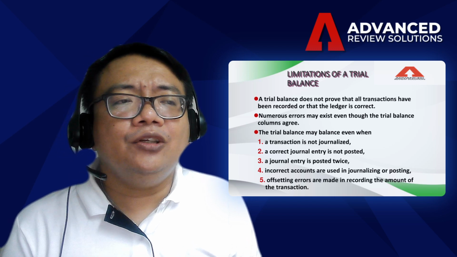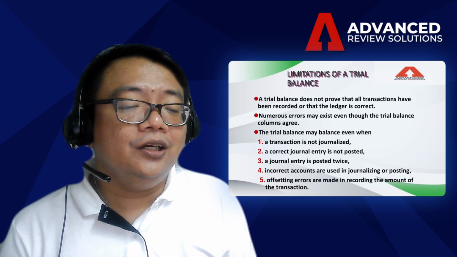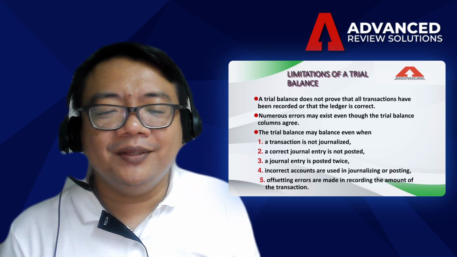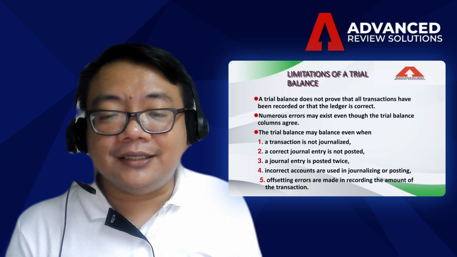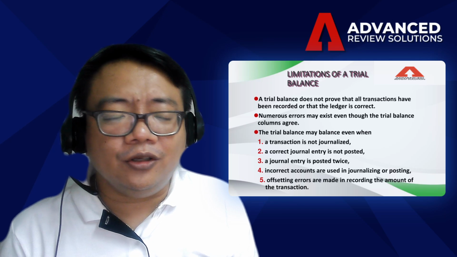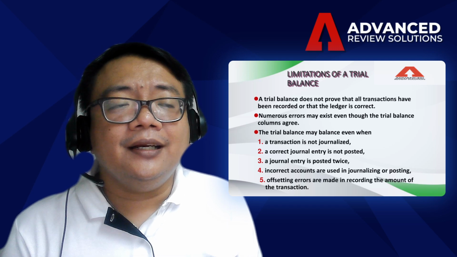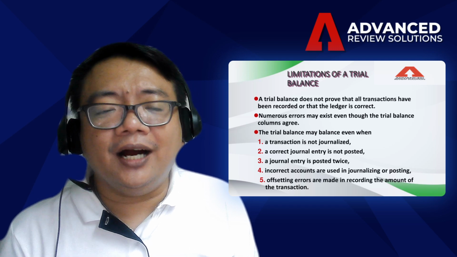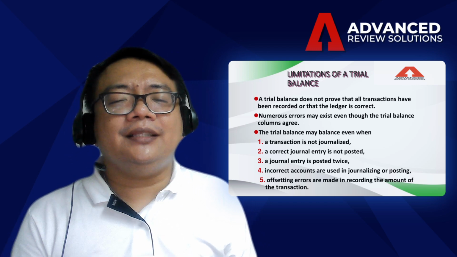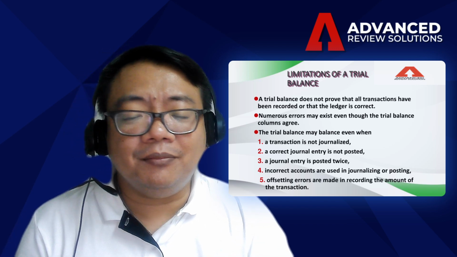Instead of cash, you debit accounts receivable, which has the same normal balance. Or instead of cash, you debit supplies. Are we still balanced? Yes. Offsetting errors are made in recording amounts, where some are overstated and the others are understated, so the errors just offset each other. Is that right? No. That's why it is very important to know what a trial balance really means.